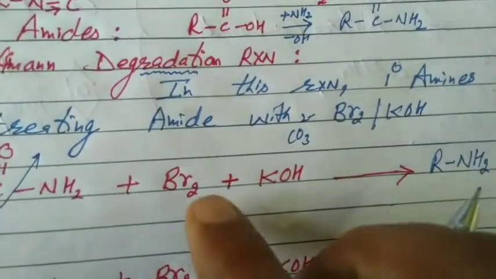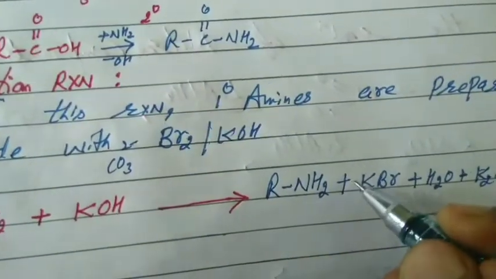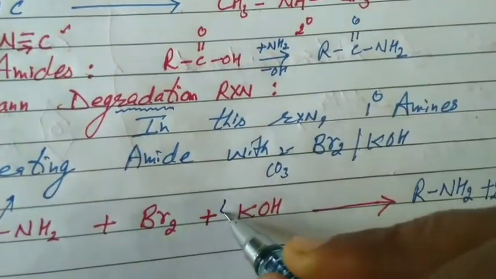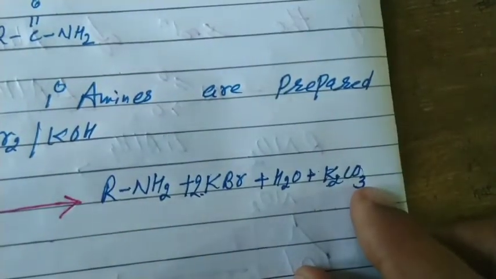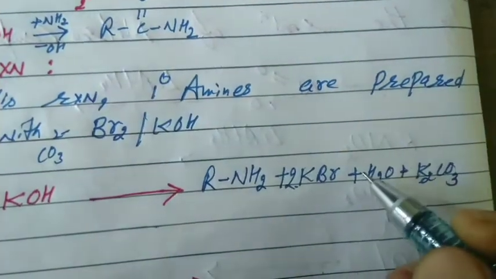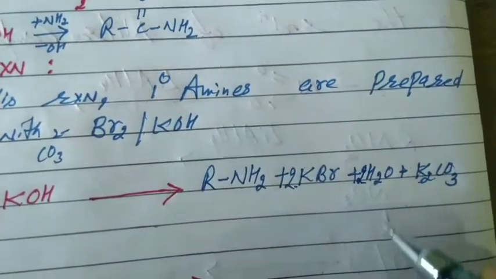Friends, we have to balance: bromine 2 times 2, potassium 2 and 2, 4. We always apply the hit and trial method. How many oxygen atoms? 4 and 1, 5. 3 in the carbonate salt and definitely 2 in water. Now it is balanced. What do we call it? Hofmann degradation reaction.